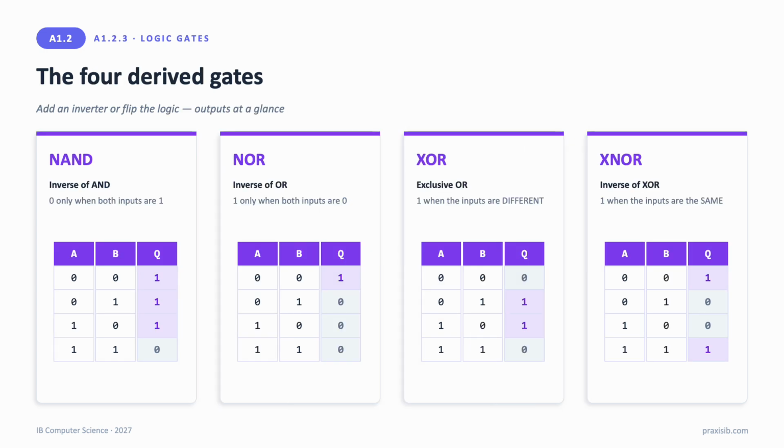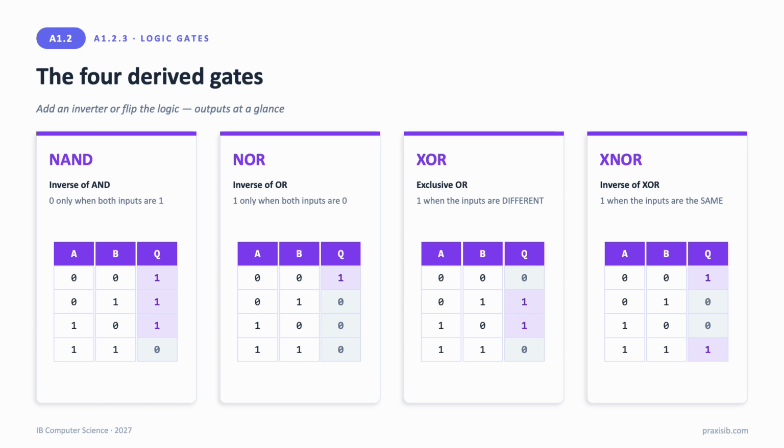Now that you know AND, OR, and NOT, the next 4 gates are easy, because they are just combinations of those. The first is NAND, which simply means NOT AND. You take a normal AND gate and flip its output. So where AND gives a 1, NAND gives a 0, and the other way around. Next is NOR, meaning NOT OR. You take an OR gate and flip its output.